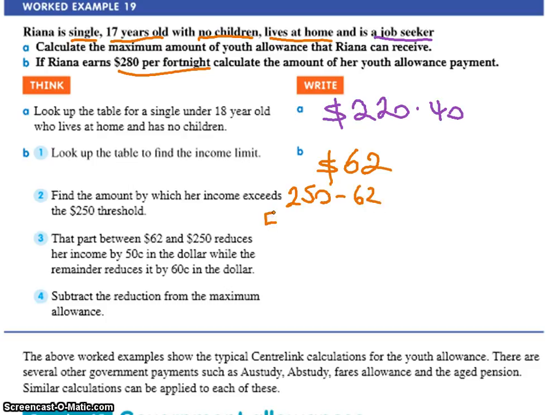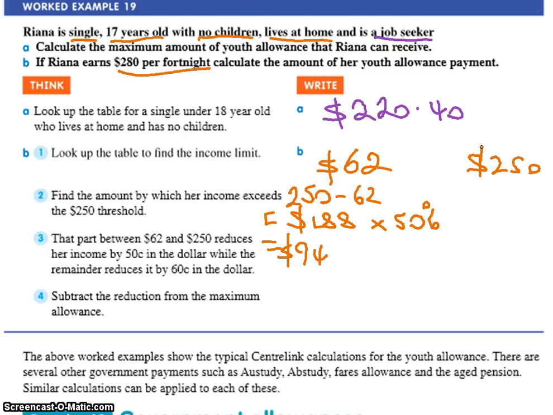You're all calculating madly, I can see. 188. So it's 188. Okay? So she's going to lose 50 cents in every dollar. So what do we times this by? Cool. Which gives us how much? Okay, it's 94. $94. Excellent.